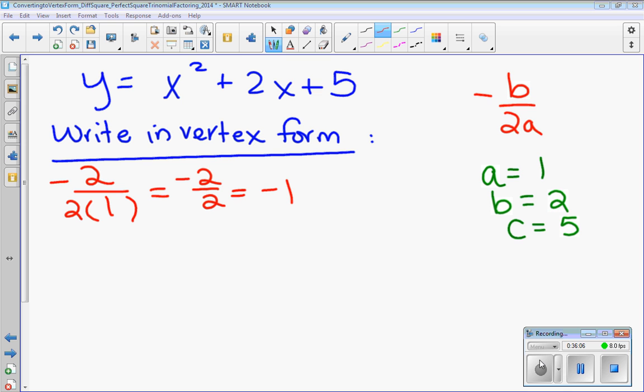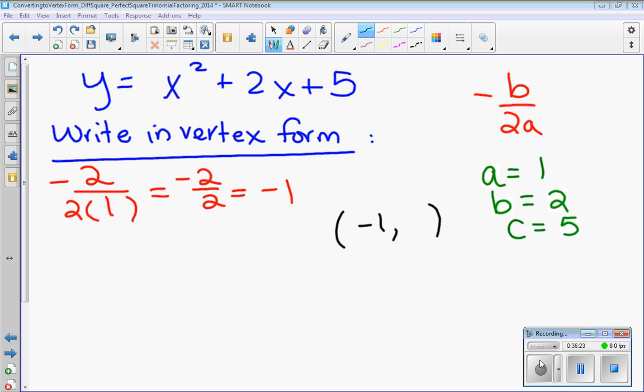No fractions. That's a good thing. This is the x coordinate of my vertex. I need to find the y coordinate. How do I do that? Plug it in. Very good. So I'm going to plug in a negative 1.